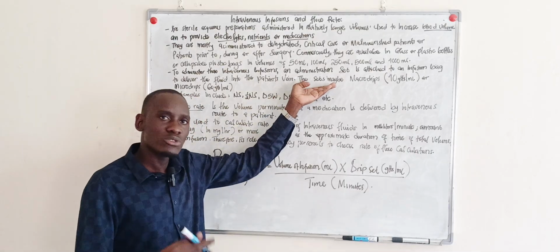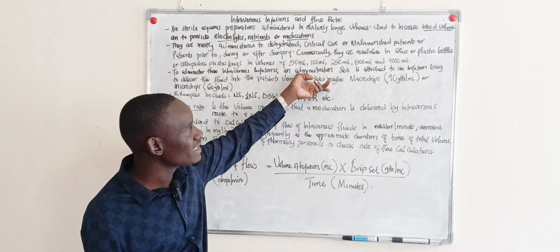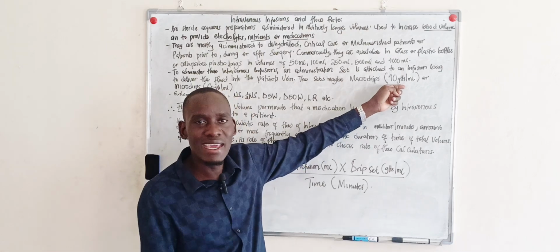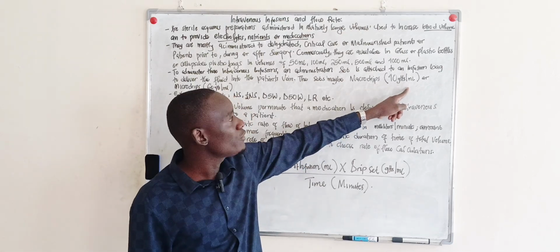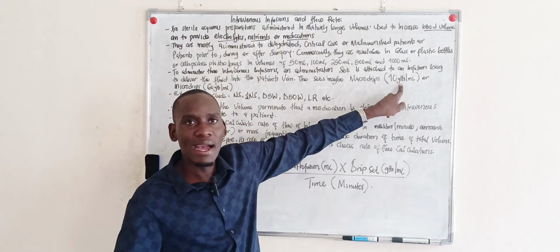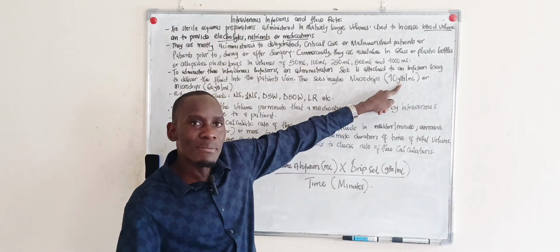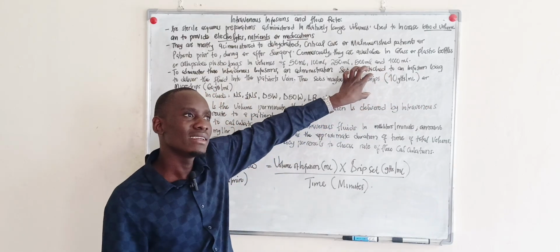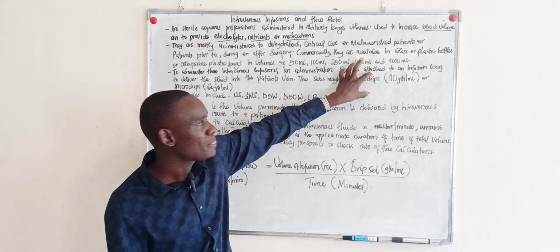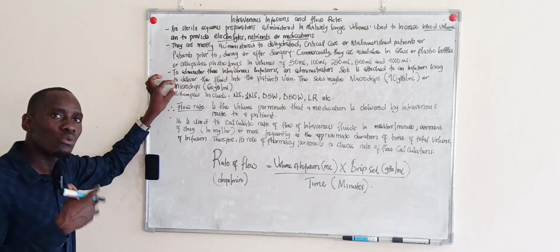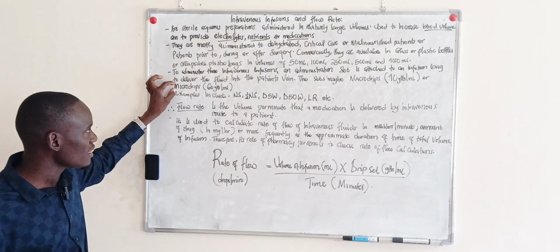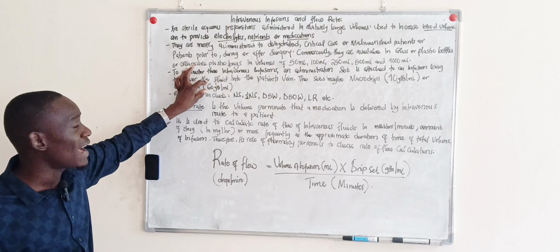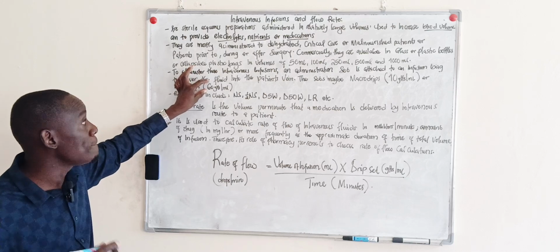But what are these administration sets? Administration sets may be macro drips, which deliver 10 drops per ml. When you say 10 drops per ml, we mean every ml contains 10 drops. These are normally known for being standard, but we also have micro drips. These micro drips are mostly used for pediatric patients, and they deliver 60 drops per ml.